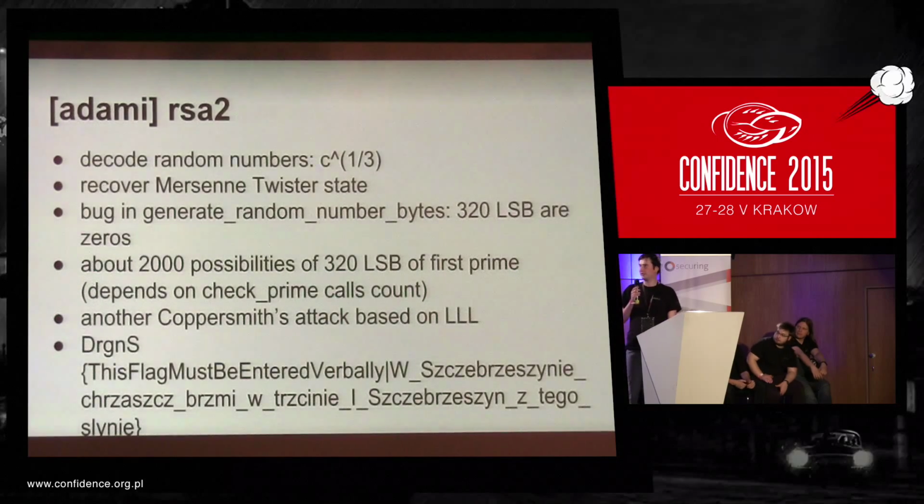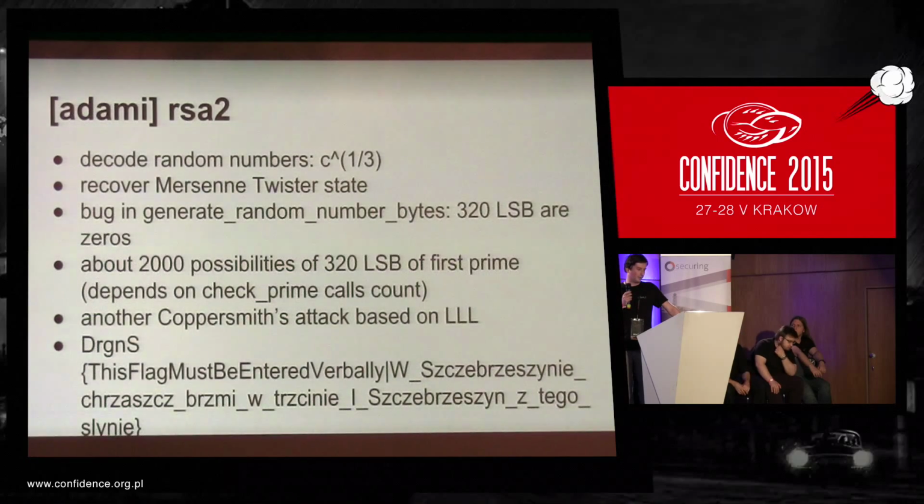The harder RSA challenge had something like two parts. In the first part, we should recover a Python internal random state, and we are able to do that by decoding all encrypted random numbers. And since they were very small and the public exponents were also small, to decode them, we need just to compute the third integer root.